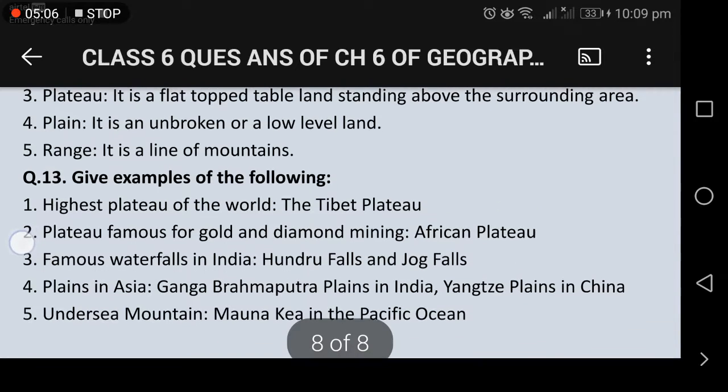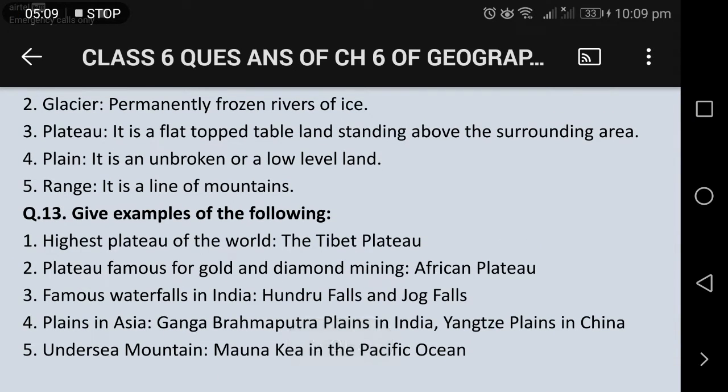Next, give examples of the following: highest plateau, Tibetan plateau. Then plateau famous for gold, African plateau, very good. Then famous waterfalls in India, Hundru Falls and Jog Falls. Plains in Asia, Ganga and Brahmaputra plains in India, and Yangtze plains in China. Okay, and undersea mountains, Mauna Kea in the Pacific Ocean, and it's the highest mountain. Of what height? 10,205 meter or kilometer it was. I don't remember right now. So it's an undersea mountain in the Pacific Ocean.